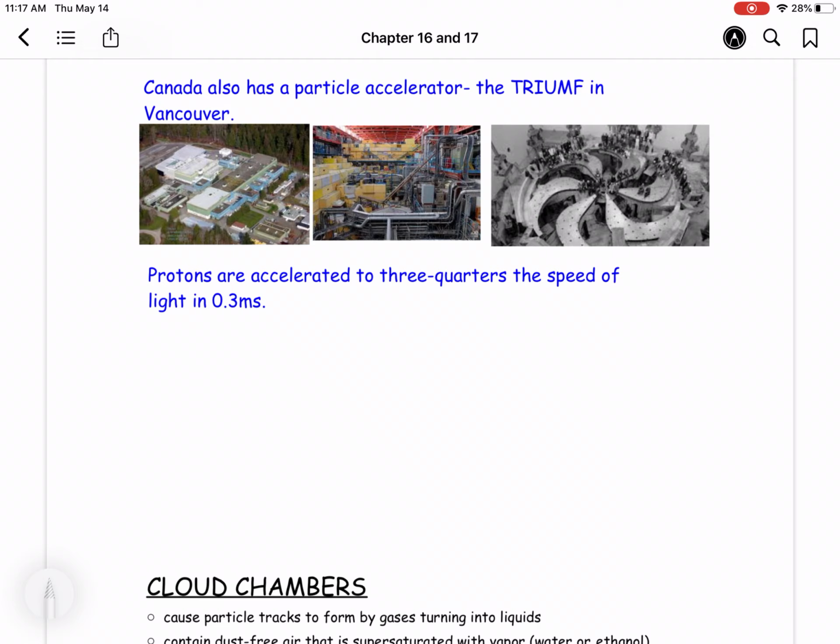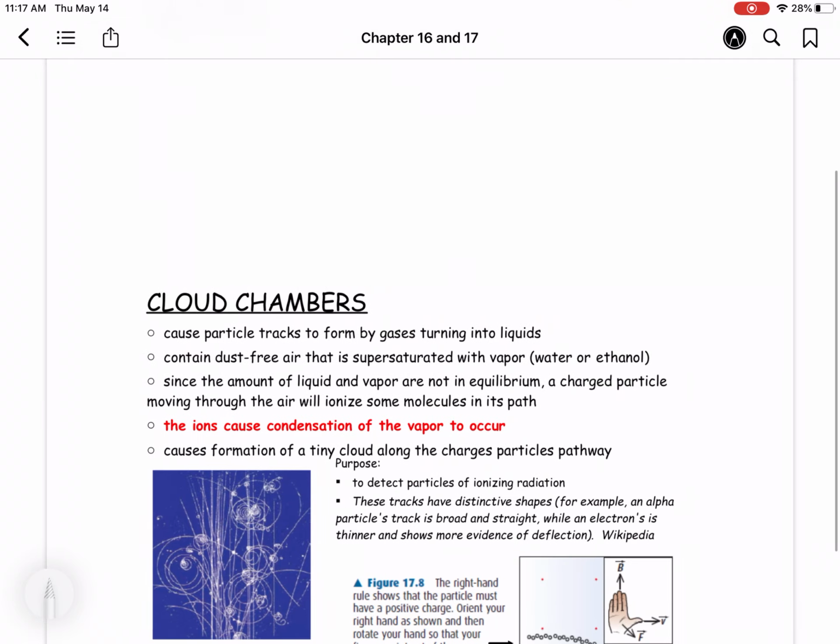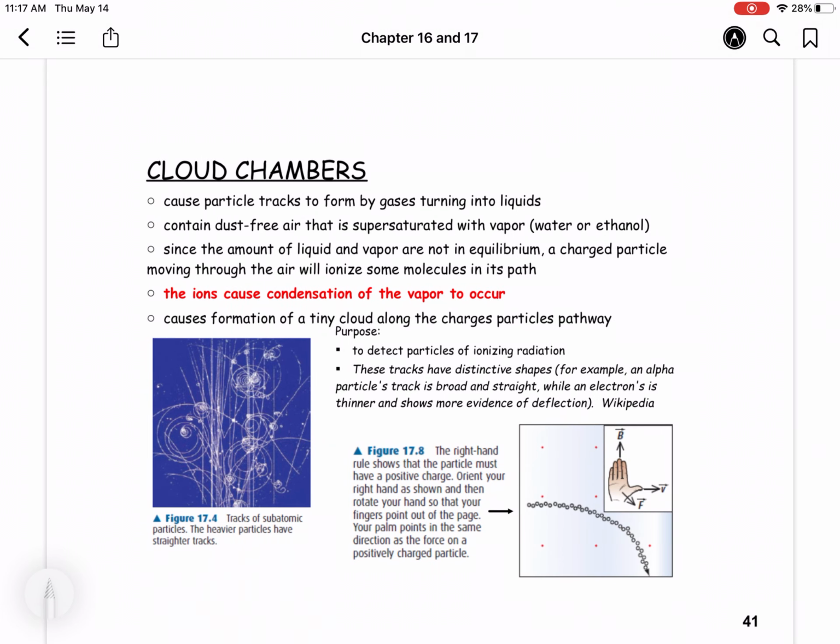Well, when you smash a proton with another proton, you can just see what happens, right? So you have to create detectors, and these detectors are cloud chambers. These cloud chambers have water vapor or something in them, and they also have a magnetic field on them. So when a charged particle moves through the air, it's going to ionize some of the molecules in its path, which is going to create vapor.